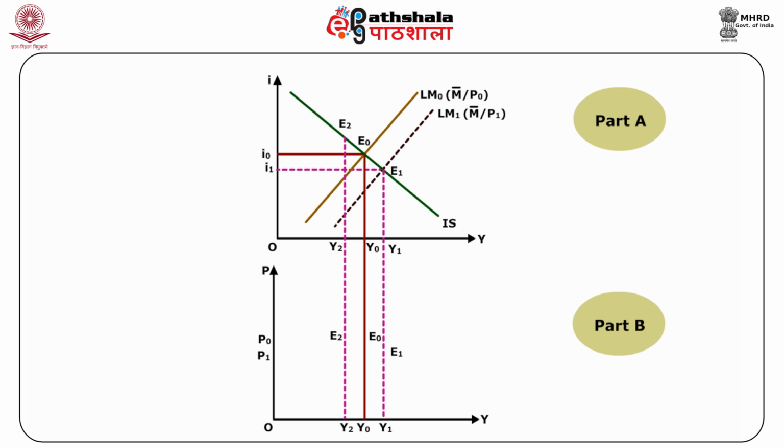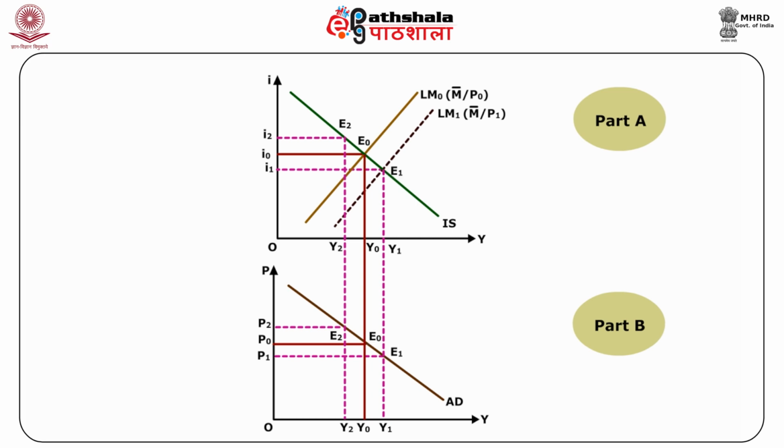The two markets now clear at a new equilibrium point E1, corresponding to a new higher level of income and spending Y1 in output-price space. With the fall in the price level from P0 to P1, aggregate income or spending increases from Y0 to Y1. The equilibrium moves from point E0 to E1.